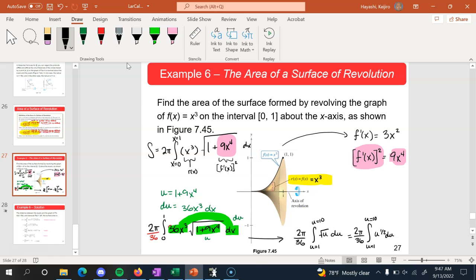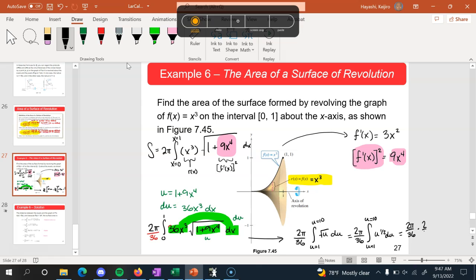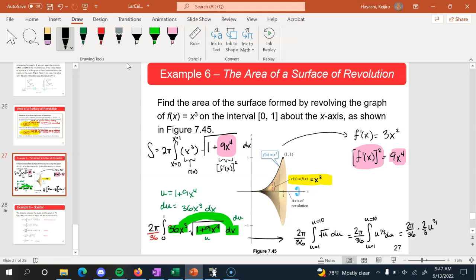So integrating that should give you u to the 3/2. So 2 pi over 36 times u to the 3/2 divided by 3/2, or 2/3 u to the 3/2, evaluated from u equals 1 to u equals 10.